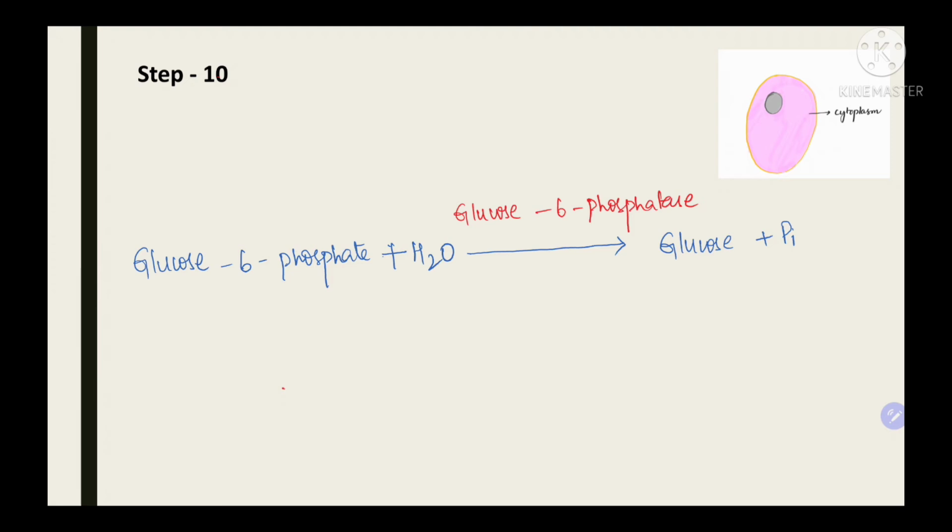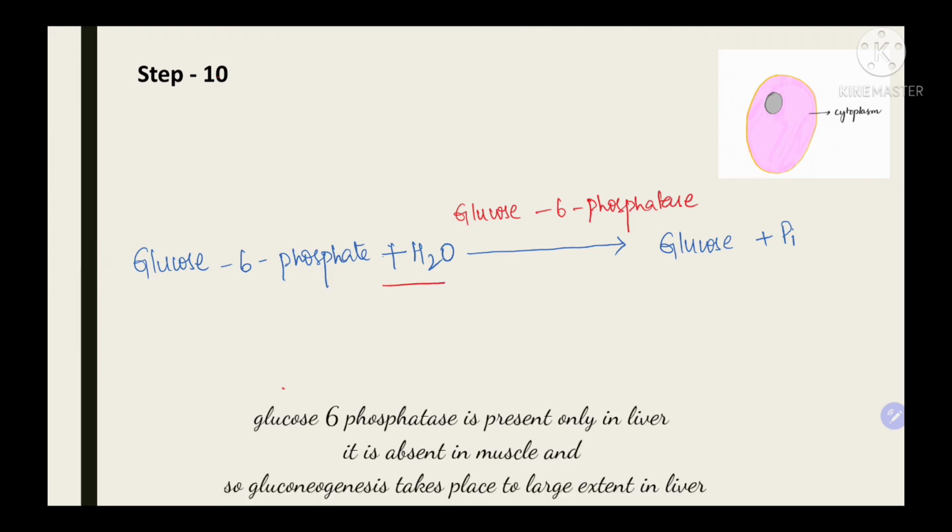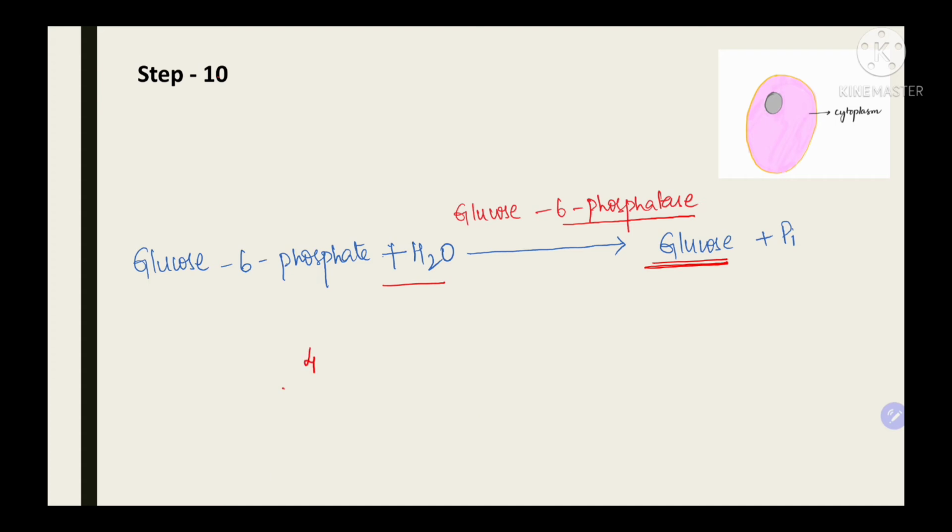Now this is step 10 of gluconeogenesis, in which glucose 6-phosphate undergoes hydrolysis in the presence of the enzyme glucose 6-phosphatase to form glucose. So ultimately glucose is formed inside the cytoplasm. There are mainly 4 key enzymes that help in the process of gluconeogenesis.